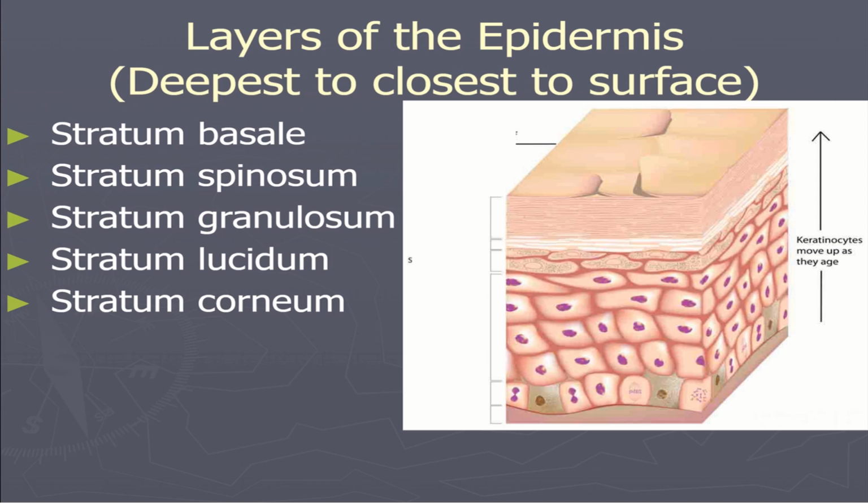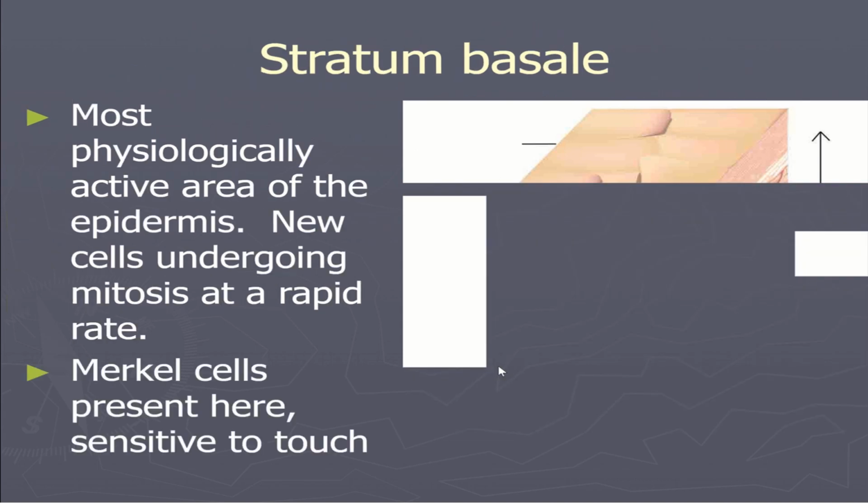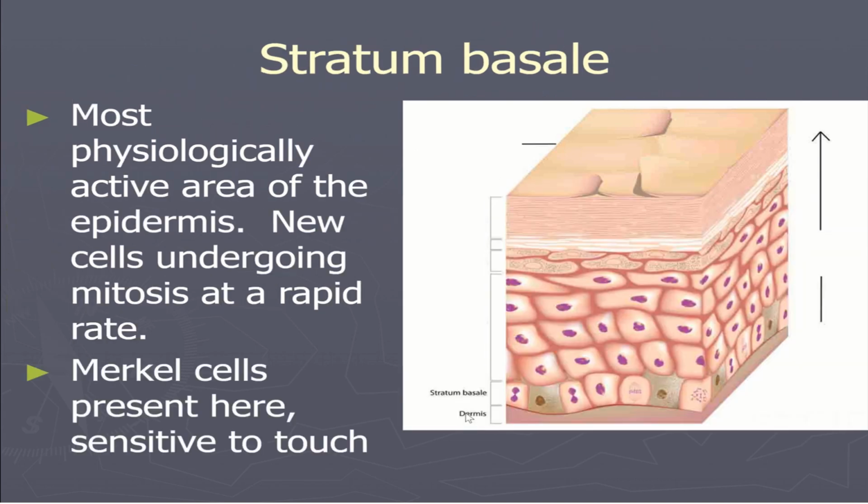So similarly to what we discussed with the functions, this is just an overview. We're going to talk about each of these in turn, and we're going to start deepest to closest to the surface. So we're going to start down here and work our way up to the top. So starting down here, you can see the dermis, just to orient you. That's the dermis down there.